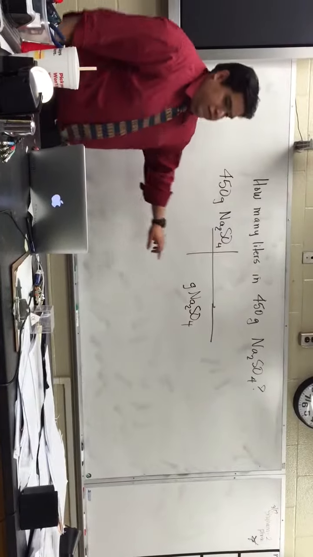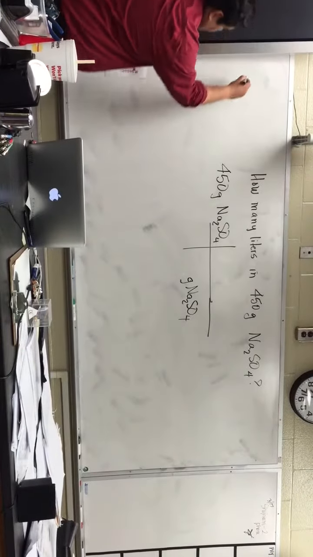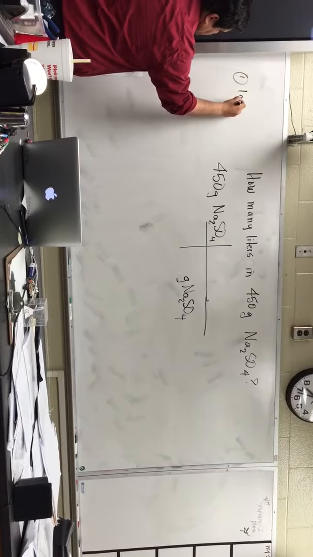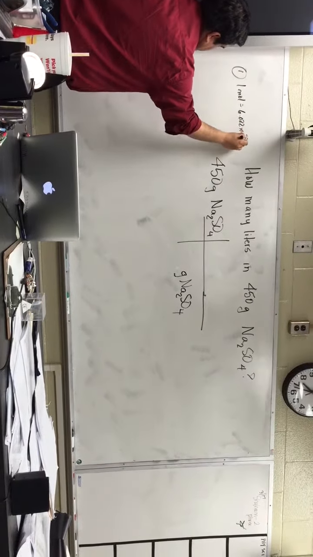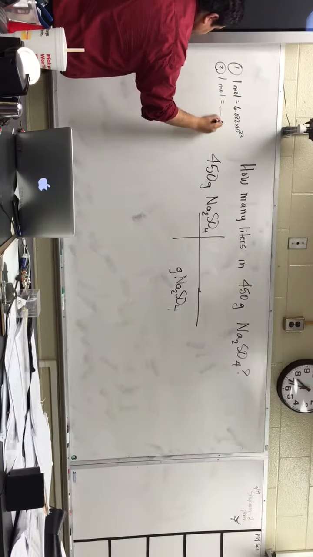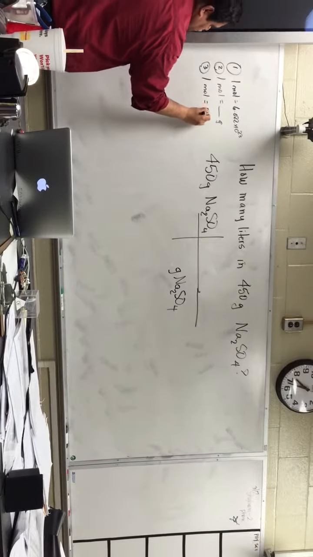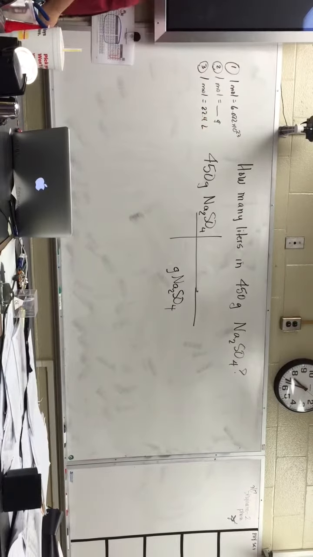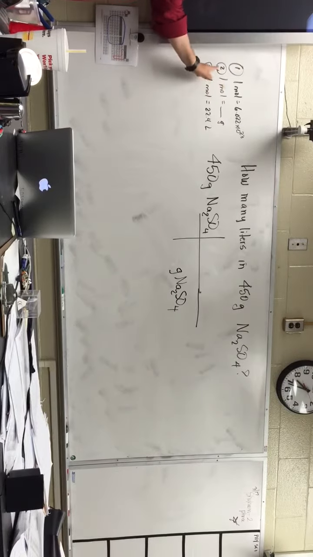And then I ask myself, is there a rule that has grams in it? There were 3 rules. One was the one that said 1 mole equals 6.022 times 10 to the 23rd. The second rule said 1 mole equals so many grams. The third rule said 1 mole equals 22.4 liters. That's the rule that has grams in it, so that's the rule I'm going to use here.